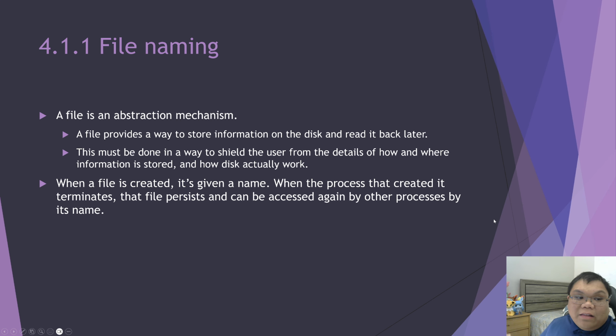So, as I said, a file is an abstraction mechanism. It provides a means of storing information on the disk with the ability to read back from it later. This is done in a way to shield the user from the details of how and where information is stored and how disks actually work.